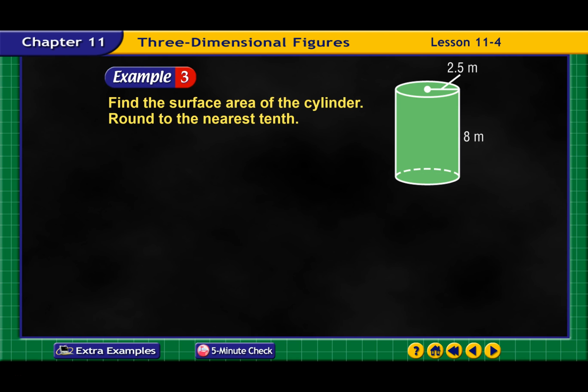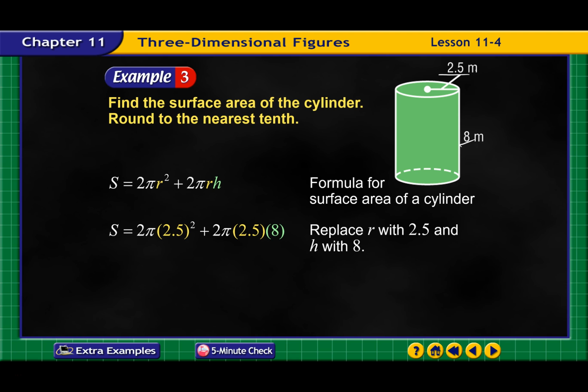All right, example 3. Find the surface area of the cylinder, rounded to the nearest tenth, because you're going to be dealing with pi here. So first you would say, okay, it's a cylinder, and we're looking for the surface area. So I grab that formula from my notes for the surface area of a cylinder: 2 pi r squared, and then 2 pi r height, or h. Okay, my height's going to be 8. My radius is 2.5. Yes, that's the radius, not the diameter. Punch those numbers in there, and then it's just doing it in your calculator.